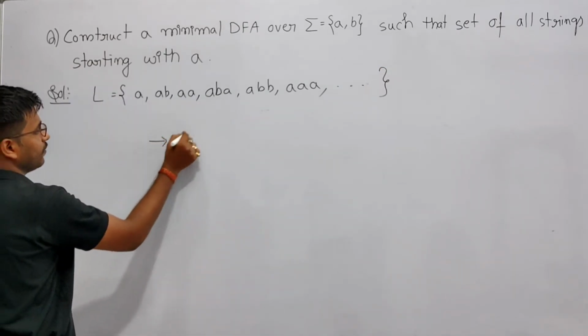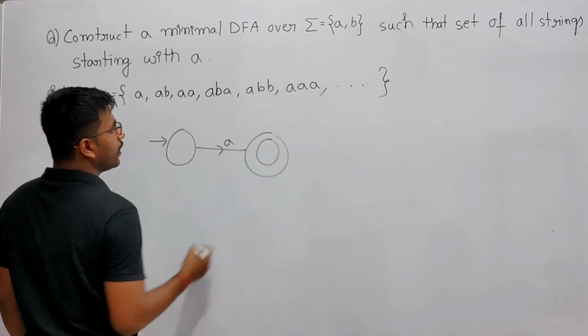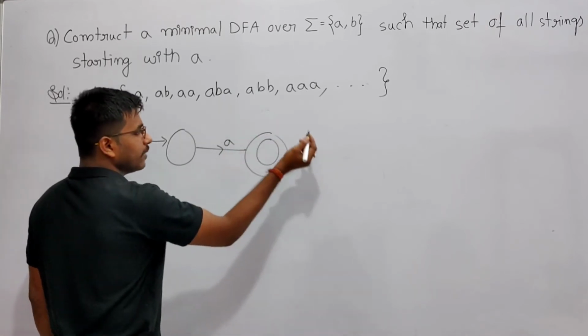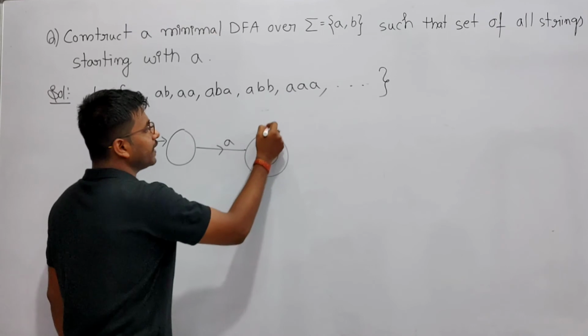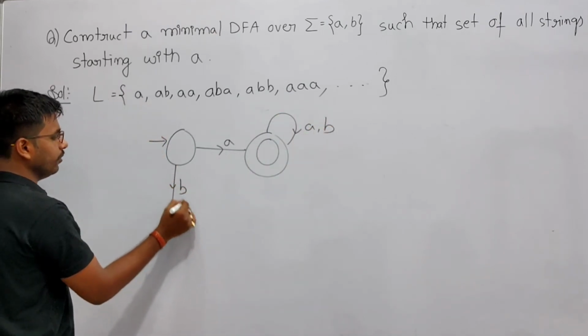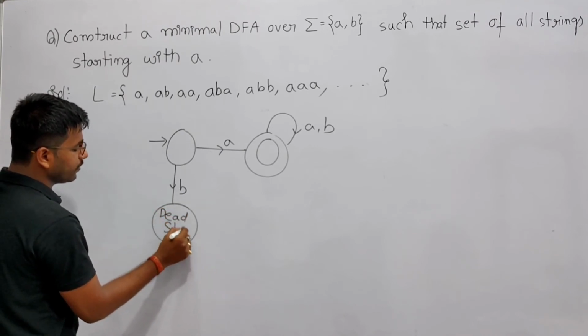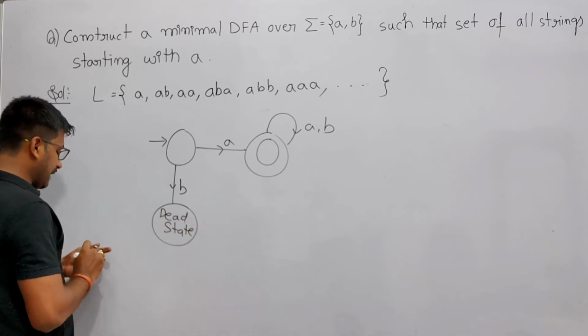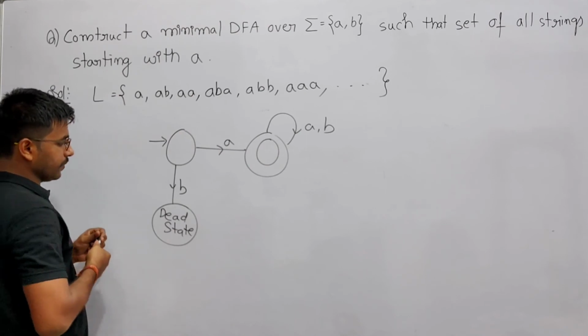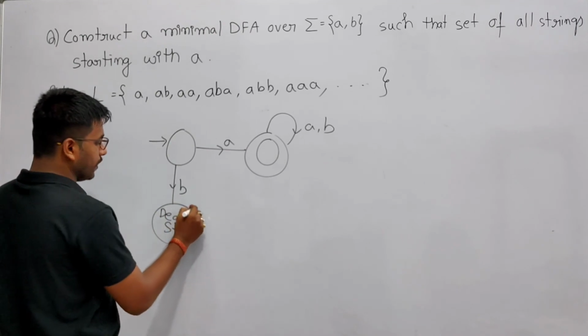So from the initial state, on getting a, it is accepted. Now after that, if you are getting any number of a, b, fine, because it has already started with a. But if it is starting with b, you have to reject it. It will go into the dead state. So after reaching the dead state, if you are getting either a or b, you will remain there, because there is no chance it will ever start with a. Okay, so be there.